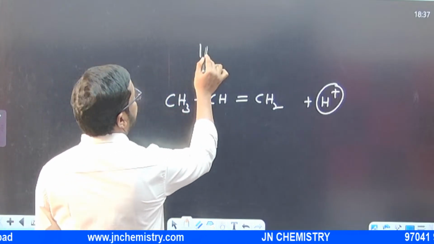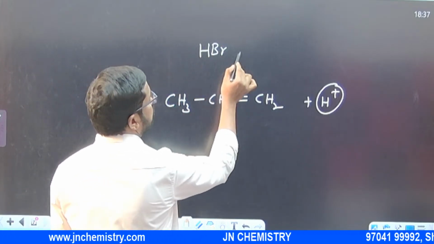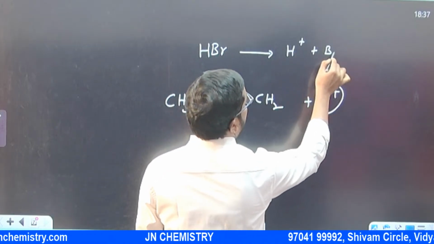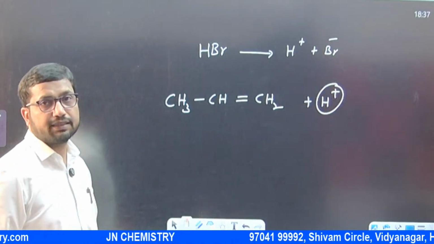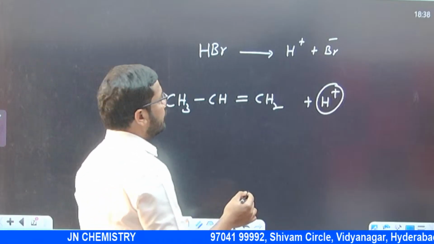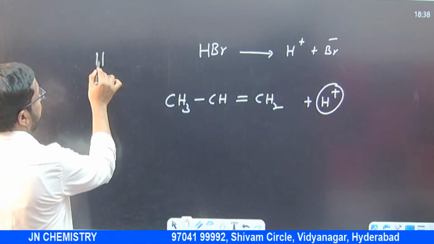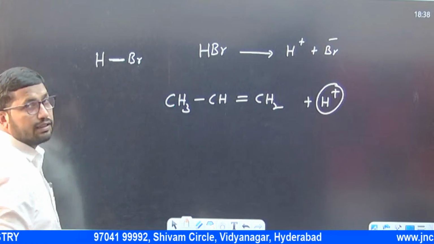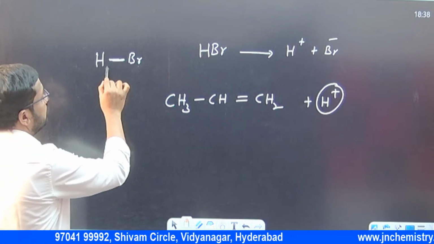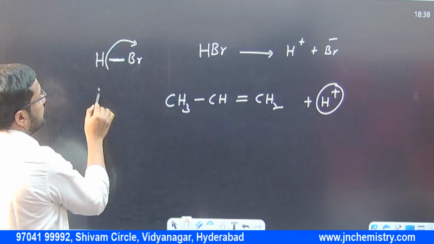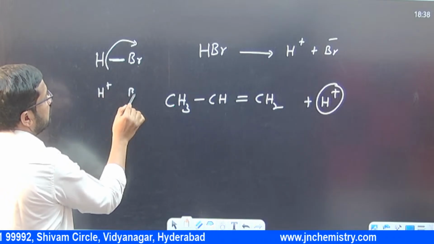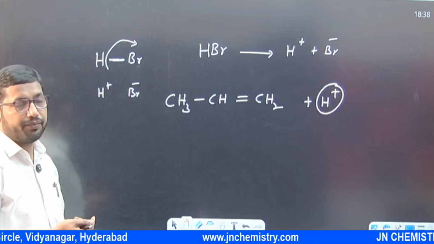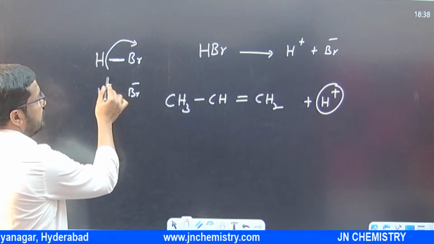How is the H plus coming? For example, if I am taking HBr, so H plus plus Br minus. Which type of cleavage takes place, homolytic or heterolytic? Heterolytic. It is a covalent bond with 2 electrons. Heterolytic cleavage takes place and we get H plus plus Br minus, because bromine is more electronegative, right? So that's the reason we got the H plus.